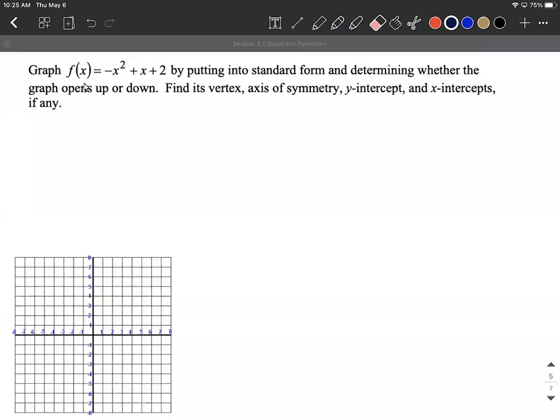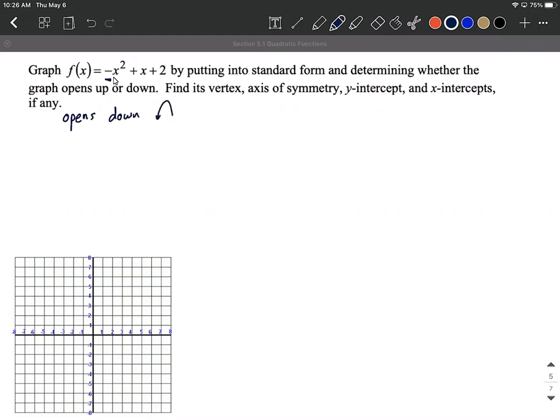In this example, we're given a quadratic function in general form, the expanded out version, and we're going to gather a ton of information about this and put it all together into a nice graph of this function. So the first thing we want to ask is, does it open up or down? We're going to base this on whatever number's out in front here for a. So this is a negative value out here, so it opens down.